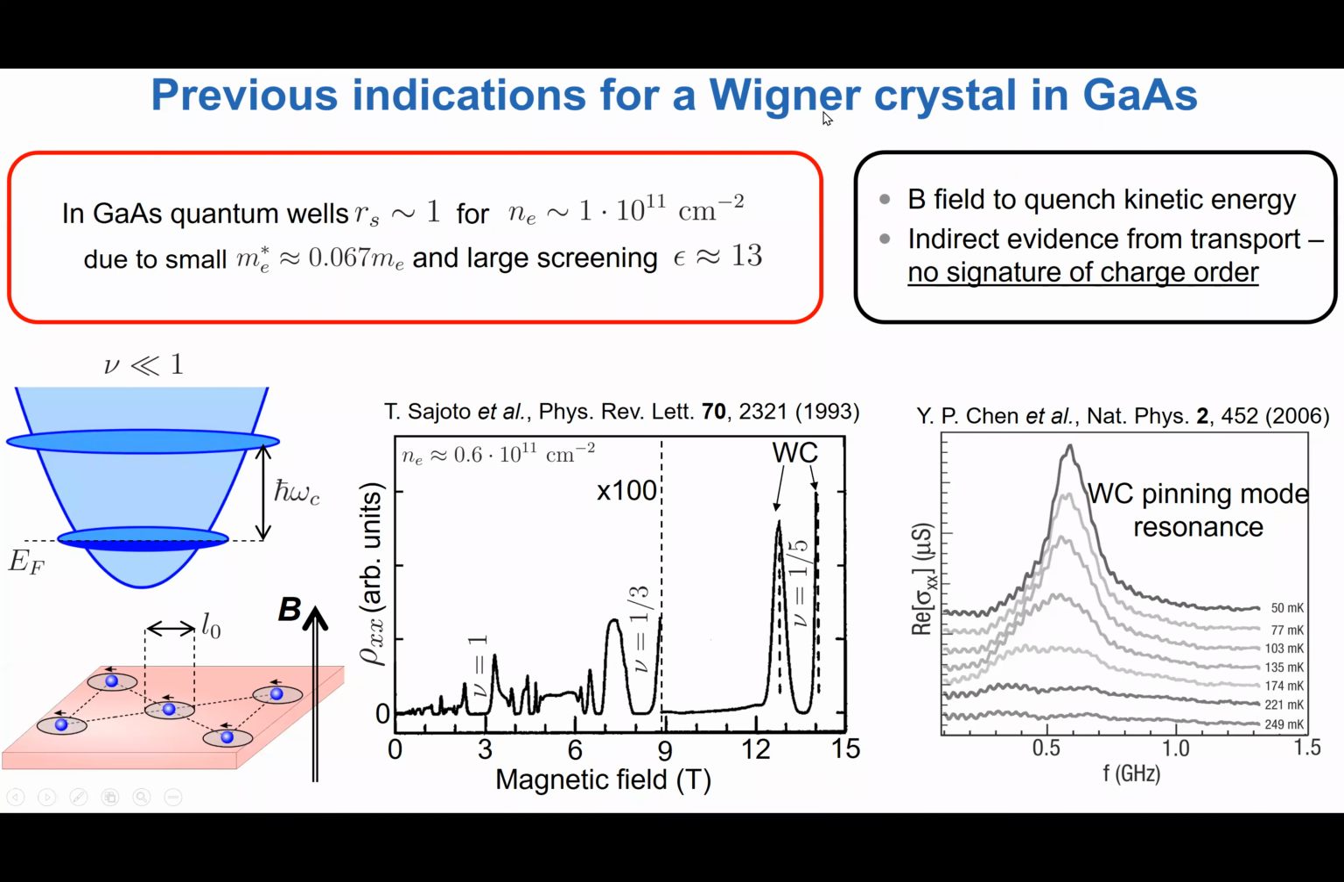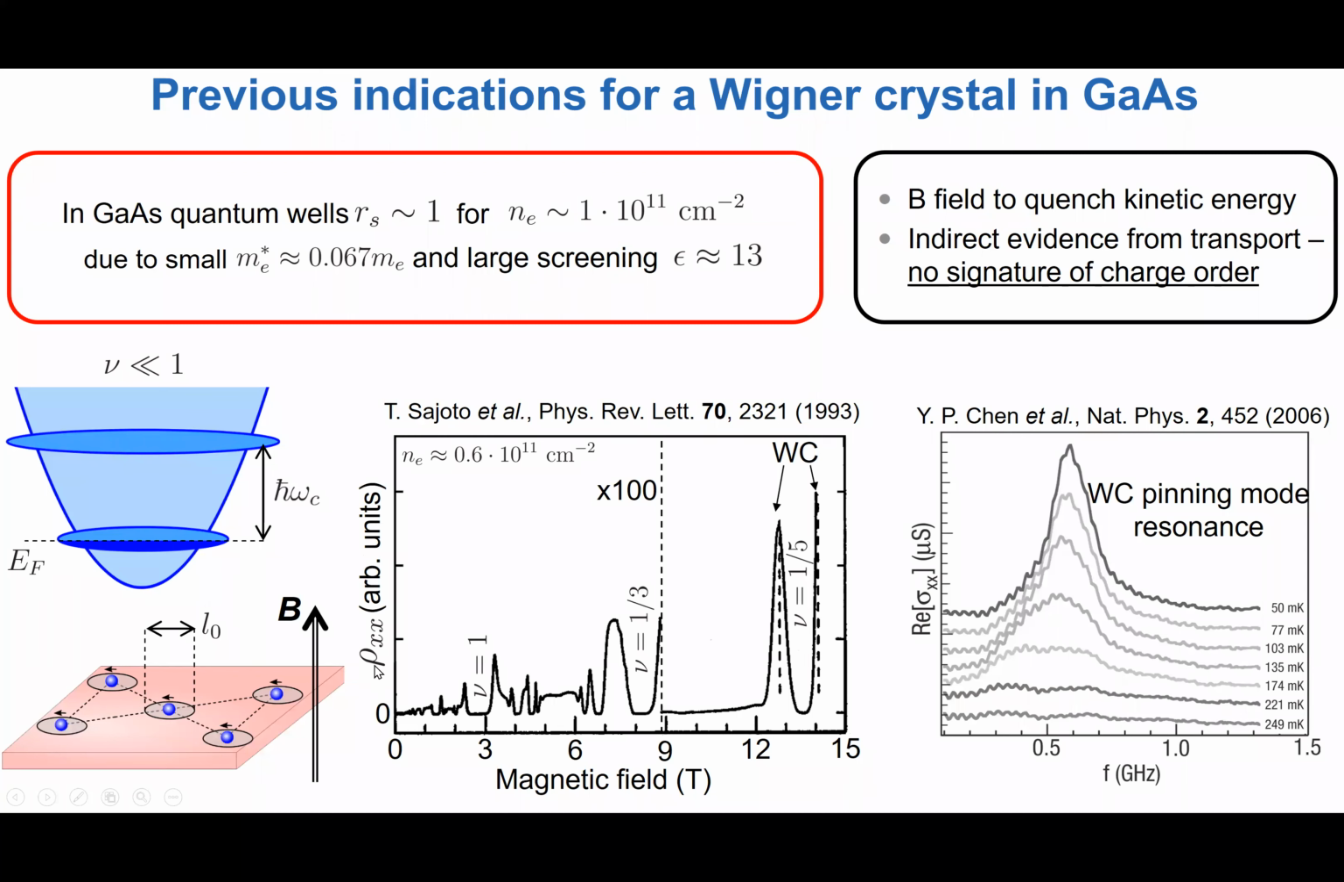So there have been investigations of Wigner crystals, primarily in gallium arsenide, which really has a lousy RS parameter of order 1. People have found ways to go around this by applying a magnetic field to force electrons into Landau levels. And once electrons are in a Landau level, their kinetic energy is quenched, and then they could develop a Wigner crystal. Now, all these experiments basically provided indirect evidence for a Wigner crystal.